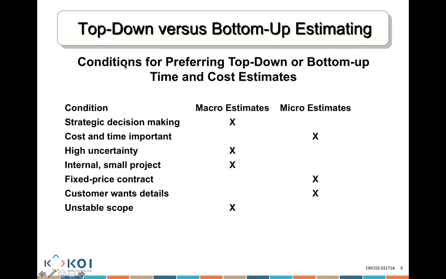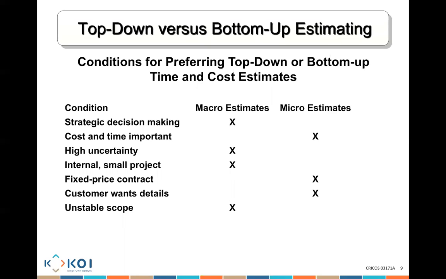Now, bottom-up estimating and top-down estimating are both important, and both beneficial. If you want top-down approaches, it's basically what we call a macro estimate. It's a high-level estimate, and it's good for strategic decisions. It's good when there's high uncertainty. It's good when it's an internal small project, and it's good when the scope is unstable and bound to keep on changing.